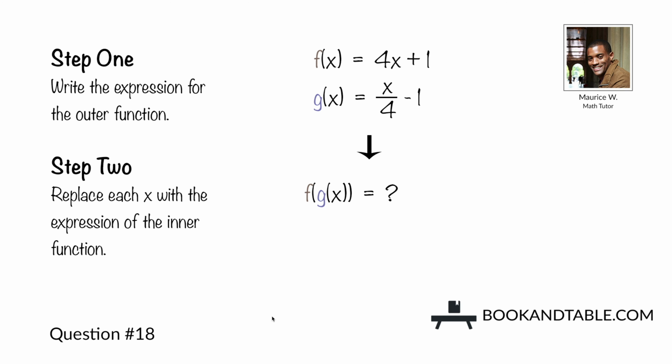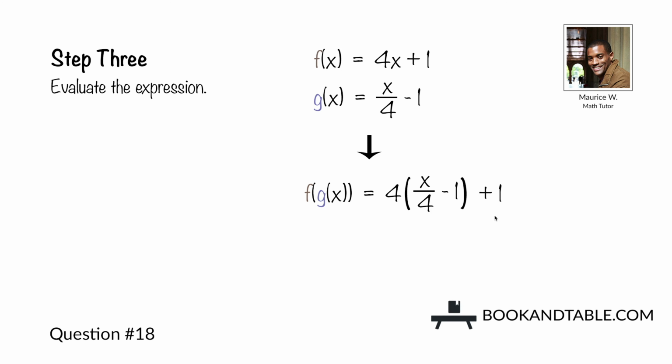Step 1, write the expression for the outer function. So we'll first test f of g of x. So the outer function is the f function, 4x plus 1. And then step 2, we want to replace each x with the expression of the inner function, the g function. So we replace this x here with x over 4 minus 1. And now we can evaluate this expression to see if we get x.